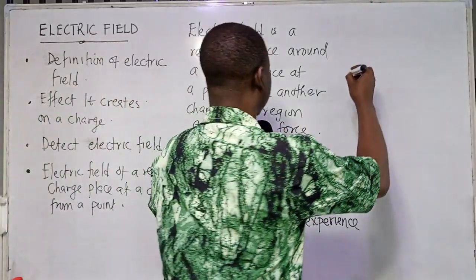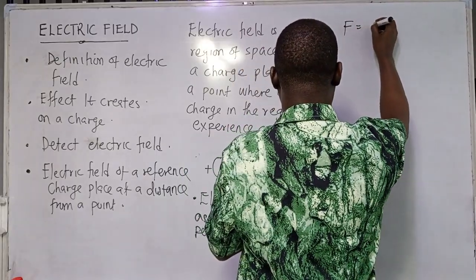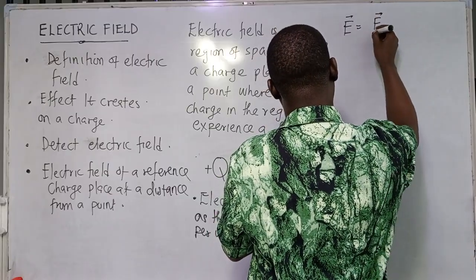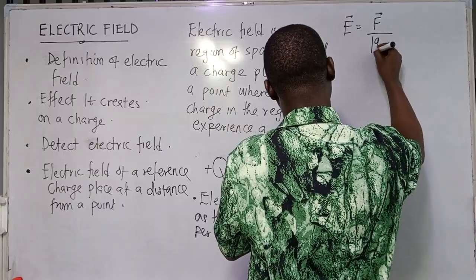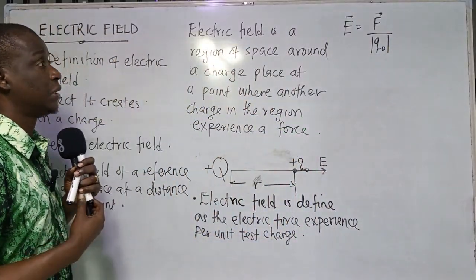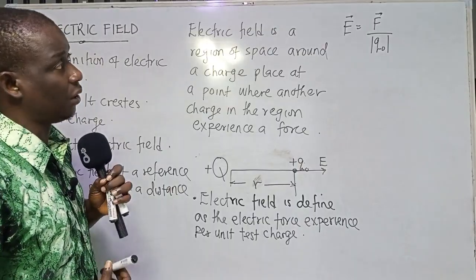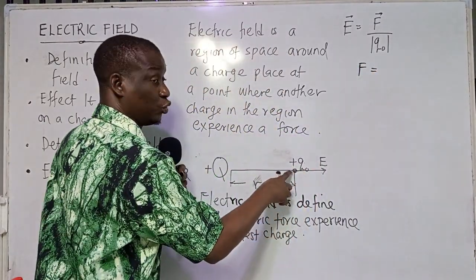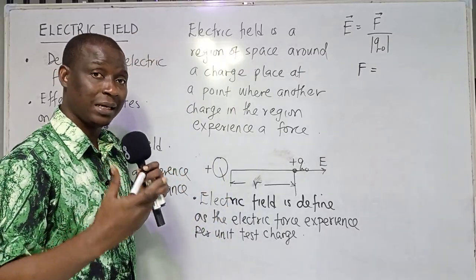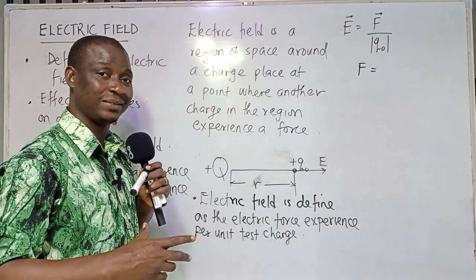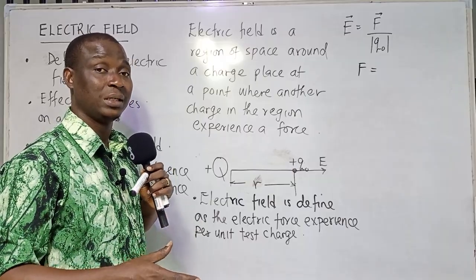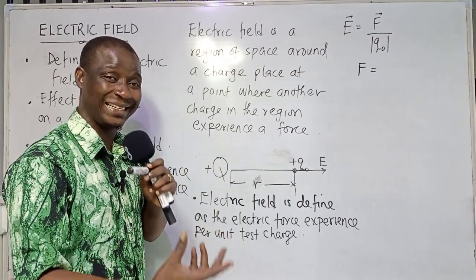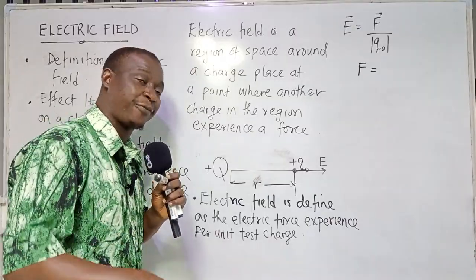Meaning that we can write it like this: E is equal to the electrostatic force experienced per unit test charge. That is the formula. Now, if we want to break it down, the force that is being experienced, because I told you that the electric field around this charge, the charge producing the electric field will exert a force. And when you have a charge that produces or creates an electric field, it will exert a force on the charge.